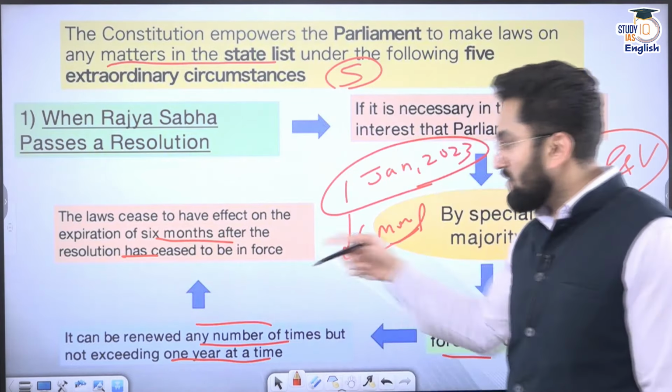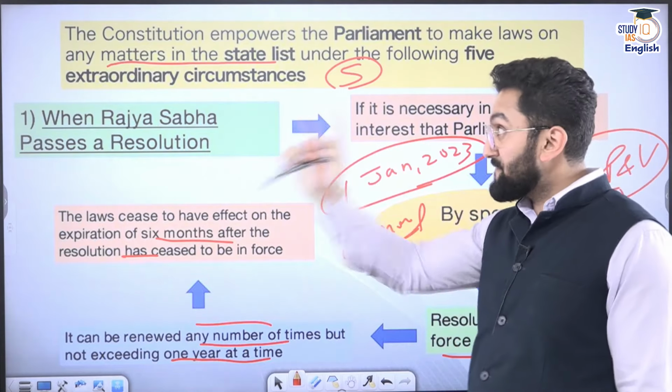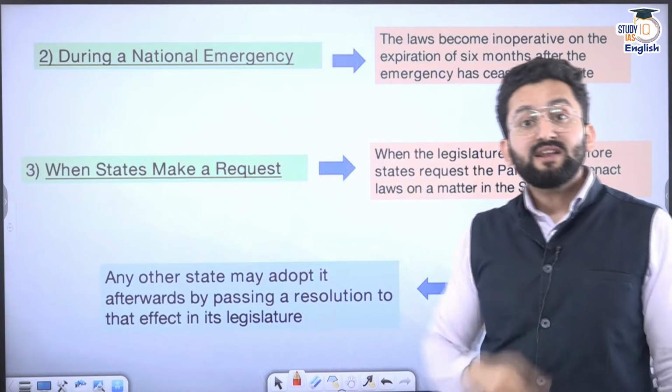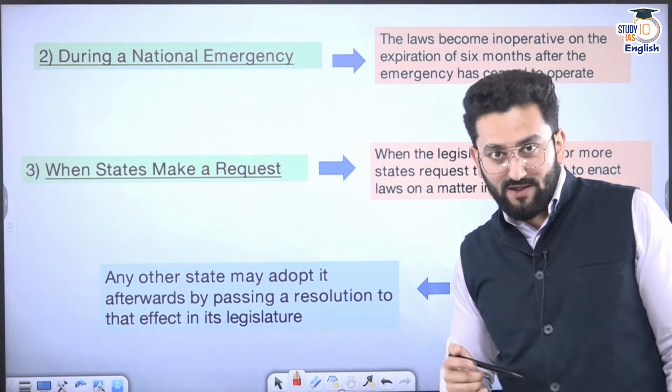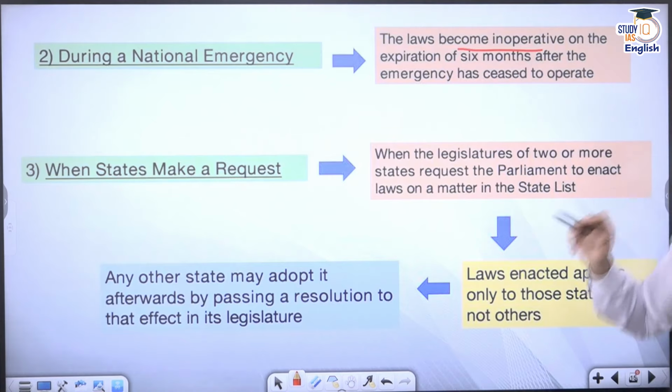Okay, this is the meaning of this particular statement. I hope it is clear now. So this is the first case, first extraordinary circumstance. What is the second? Second is during national emergency. Laws become inoperative on the expiration of 6 months.